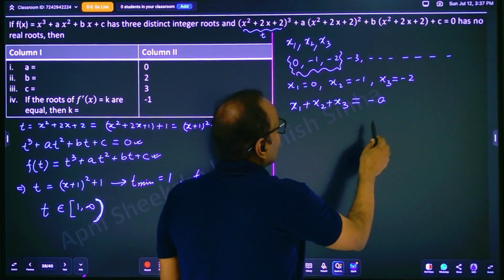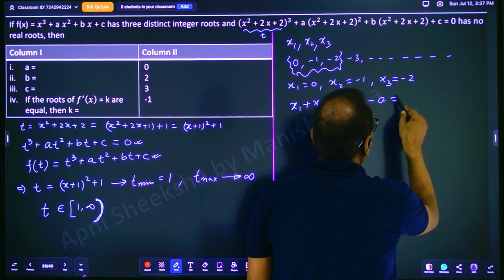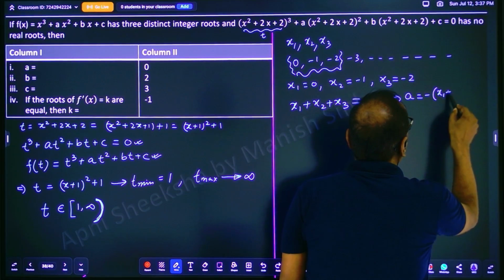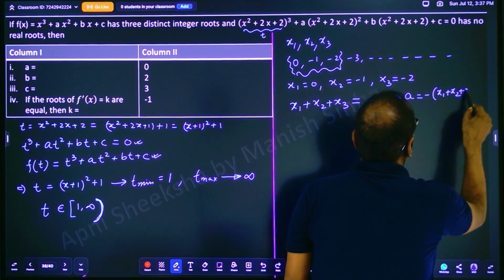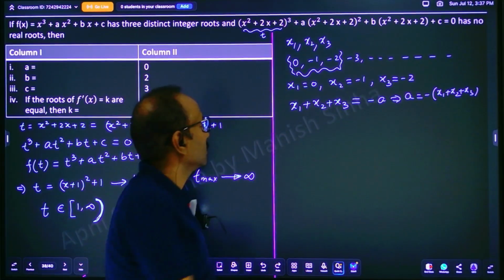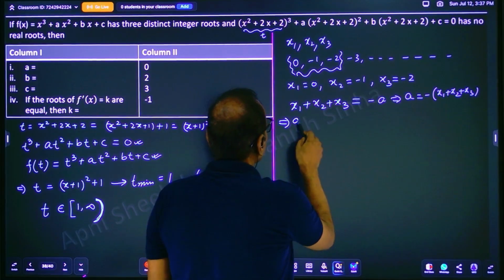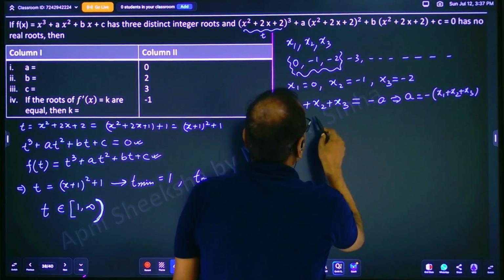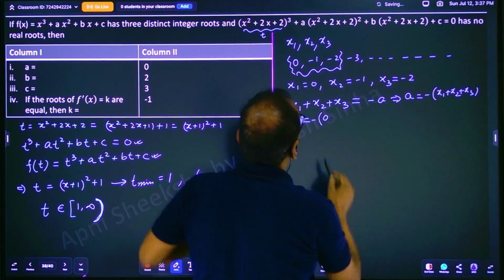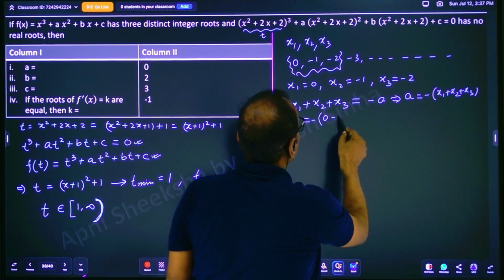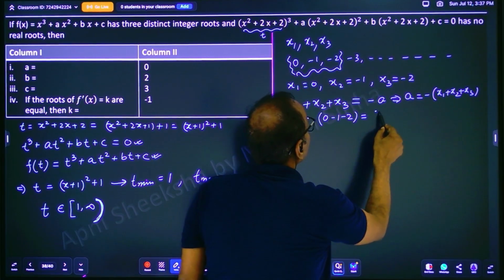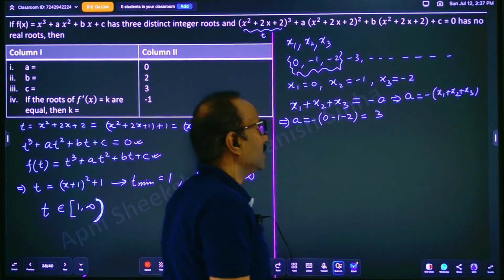Or we can write it like this. A will be no difference. So your A will become x1 is 0, x2 is minus 1, x3 is minus 2, A is 3.